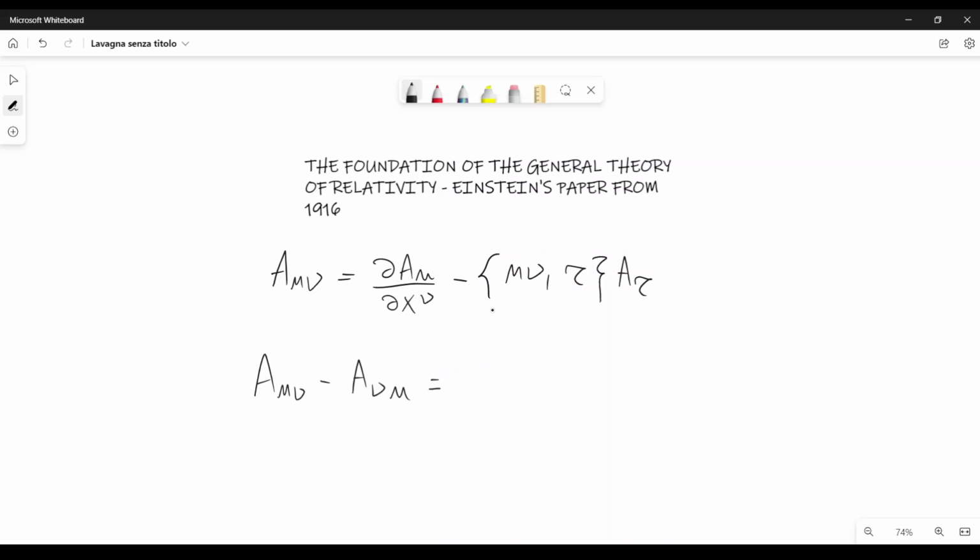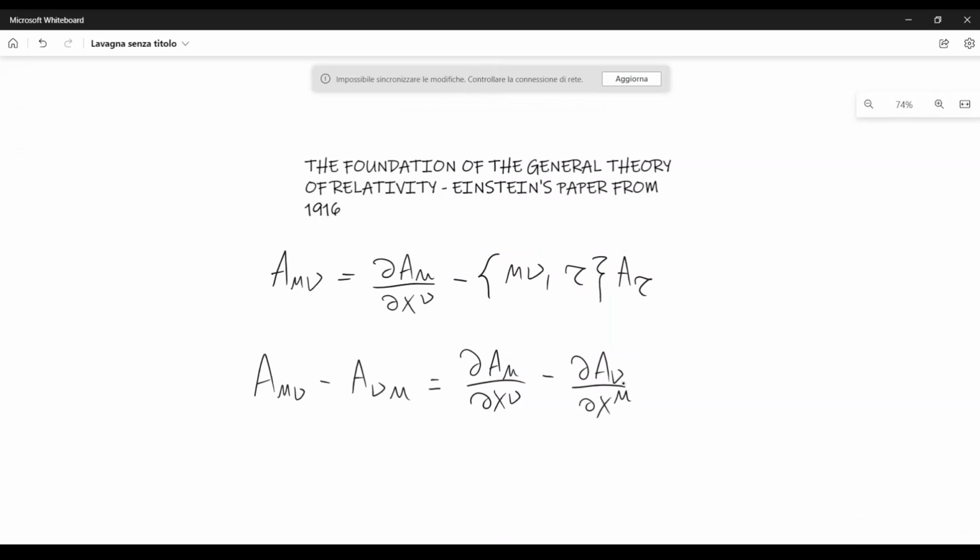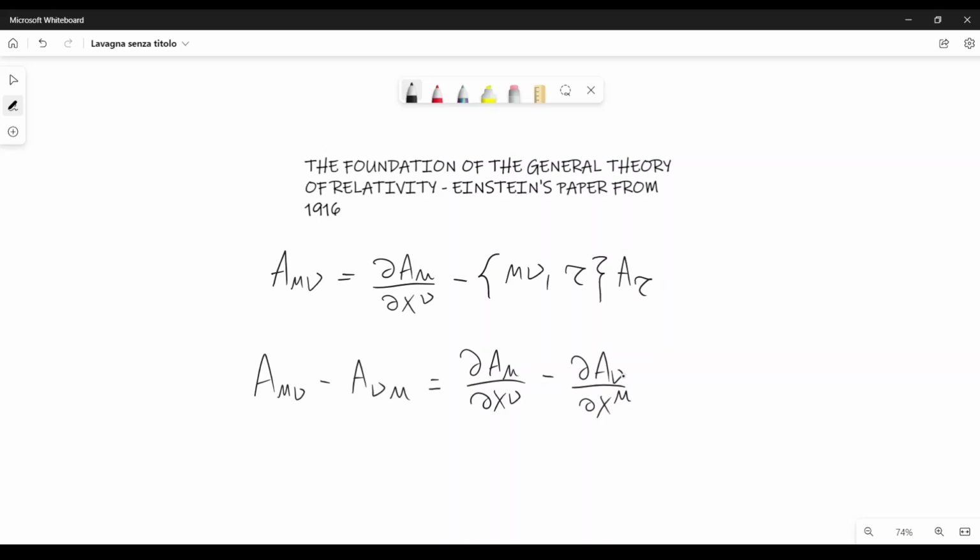Let's do it. From here, it is very easy to see that we would get ∂A_μ with respect to x^ν minus ∂A_ν with respect to x^μ. The term related to the Christoffel symbol doesn't appear because it gets cancelled due to symmetry. The symmetry is with respect to the indices μ and ν.